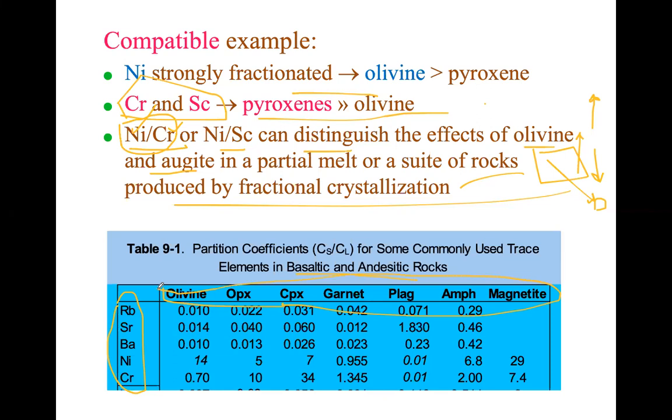So in such a system, you can take whatever the elements that are shown here, because they may show you some kind of significant effects. So you can take ratios like this: rubidium strontium, or strontium barium, or barium nickel, or nickel chromium, right? These ratios you can take. Nickel chromium already we have taken, see, like that.